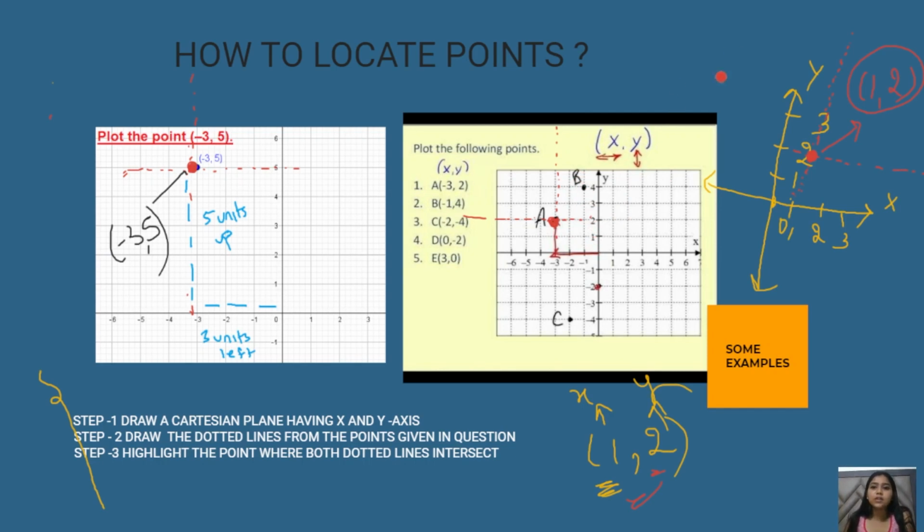So let's look at another example, point B, which is (-1, 4). Draw a dotted line from -1, then draw a dotted line from 4. They intersect at this point, so this point is B. Now the other questions left you have to do in your homework. This is very easy. It will hardly take 10 minutes to plot these three points on the number line. So you just have to plot these three points for today.